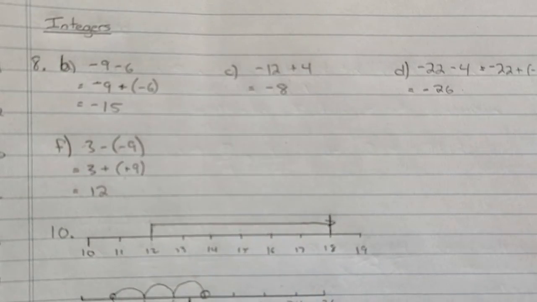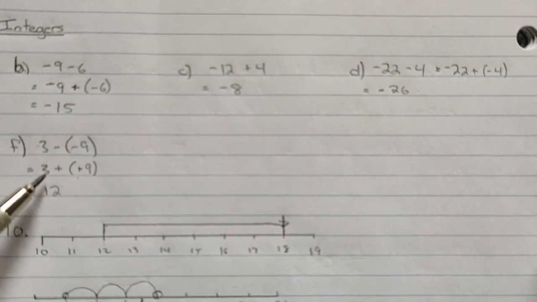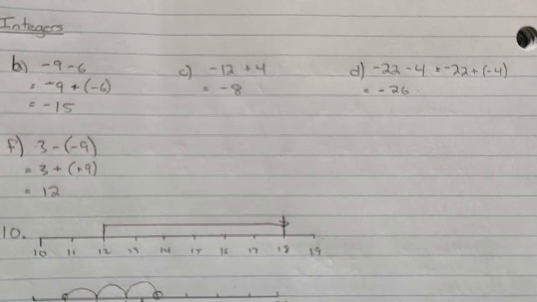Then you just have one process. So switch it to addition and add the opposite number. That might help out as well.